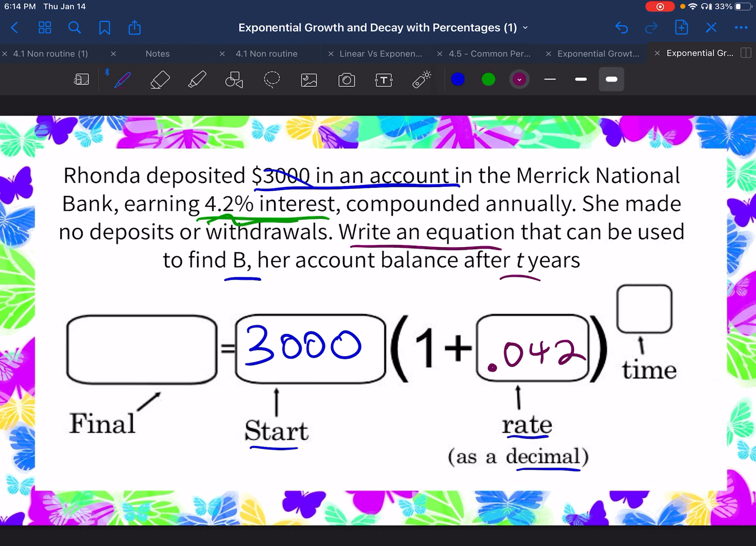Now, I ran out of numbers to use, but I did get some letters. What letter from the problem do you think goes in the spot for time? If you said T, you are correct. And I only have one more letter here, which would be my final account balance, and that's B.